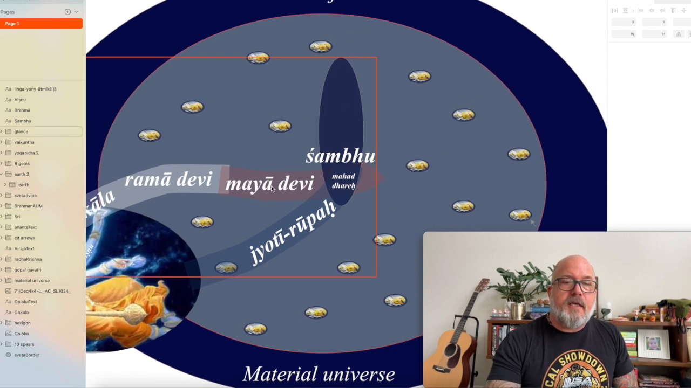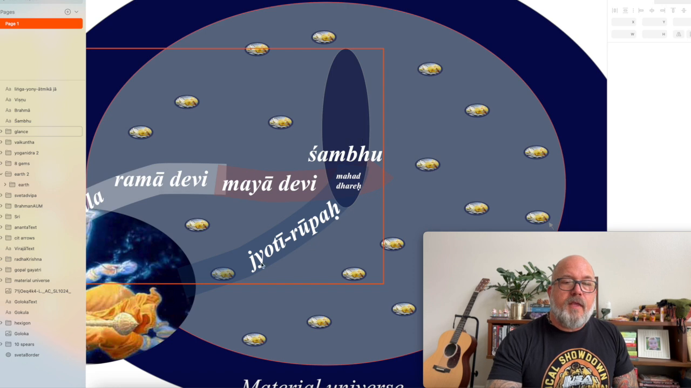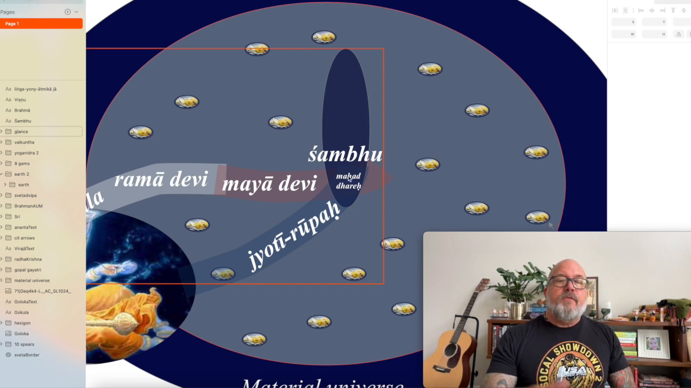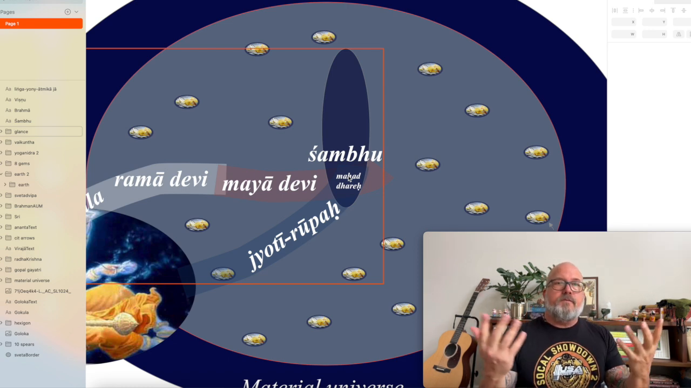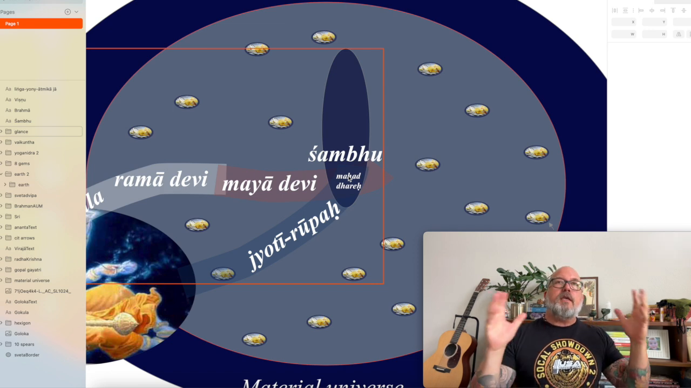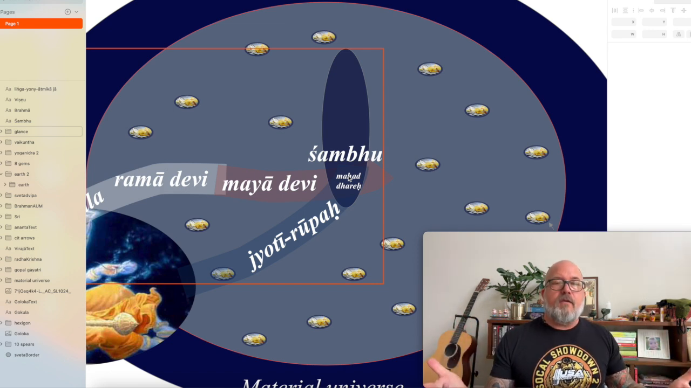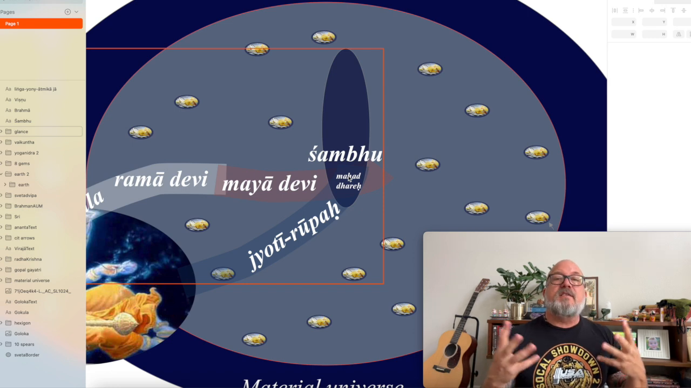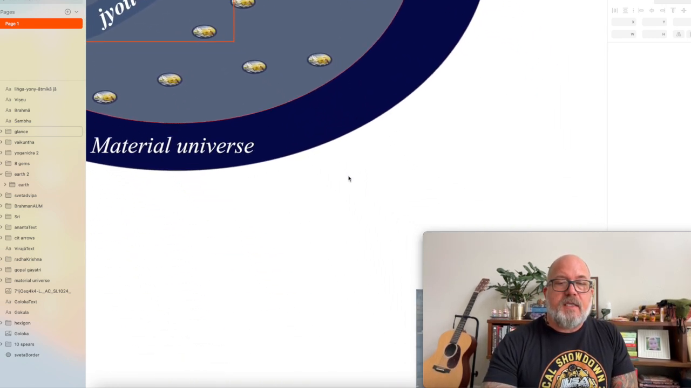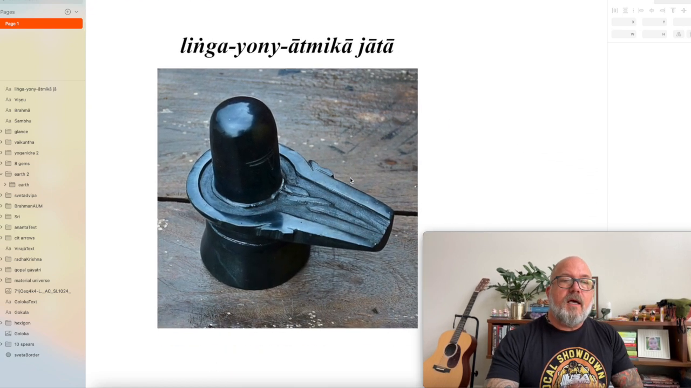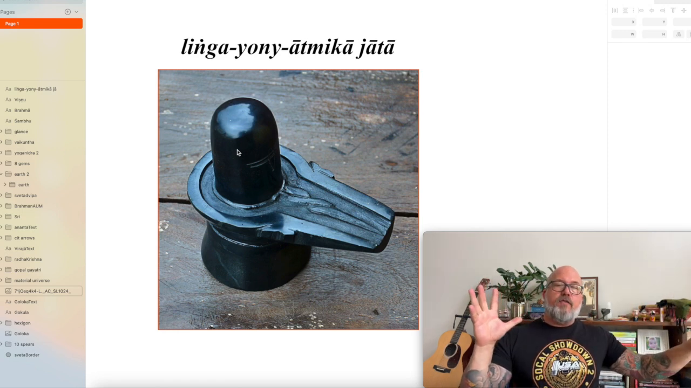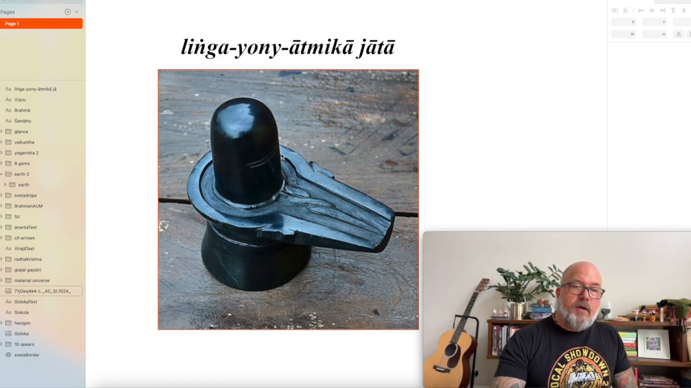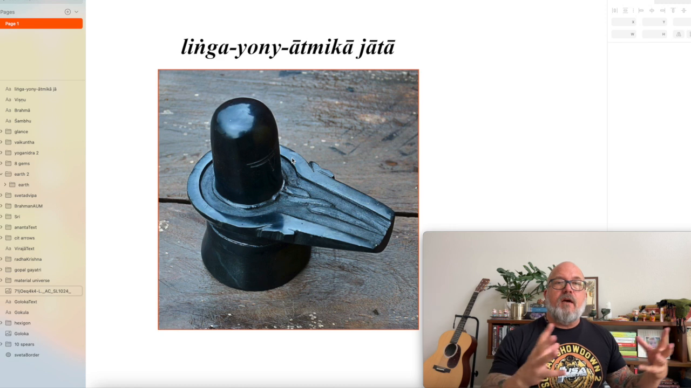Right here. So Maya Devi and Shambhu and this Jyoti Rupa come together, Maya and Shambhu, and they have, as it says, intercourse. What does that literally mean? I don't think it's a gigantic male penis and a female organ, but it's symbolized as that. As you can see here in the Linga Yoni, this is Shambhu, the far end of Vishnu's aura. And this part here is Maya, the illusory energy of the Chit potency.